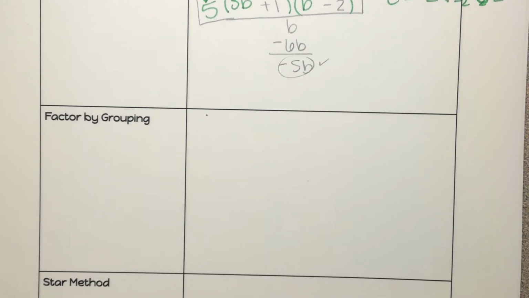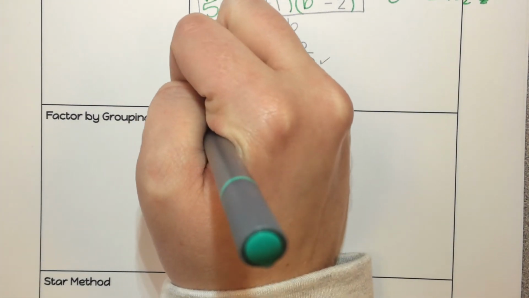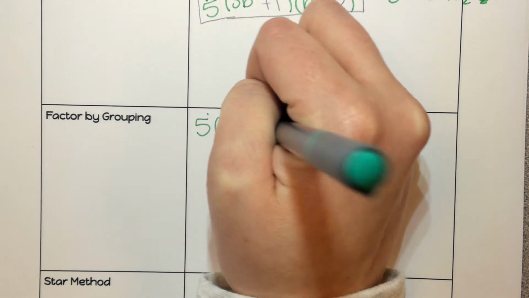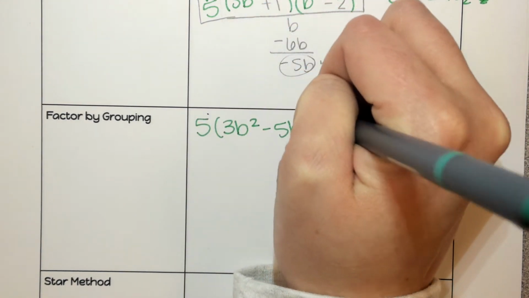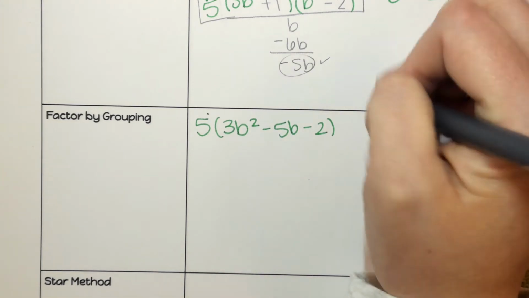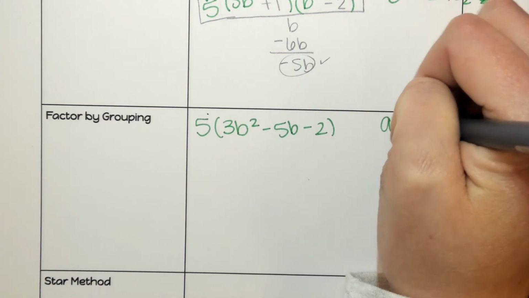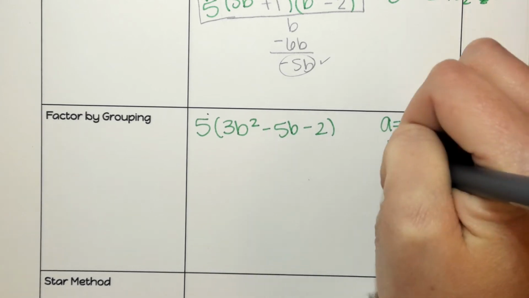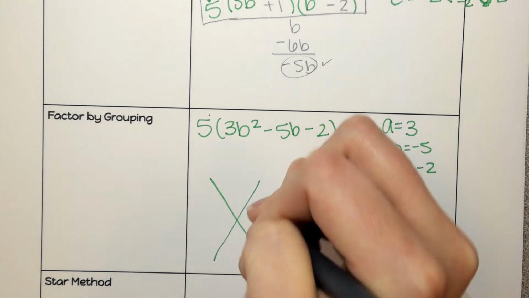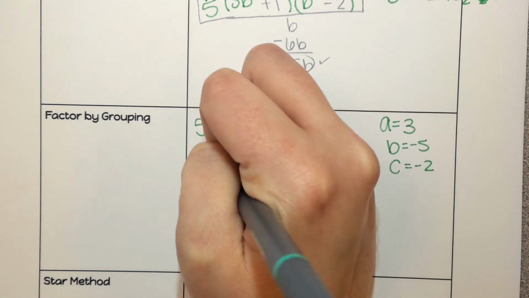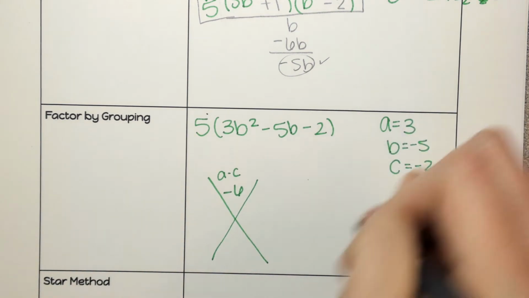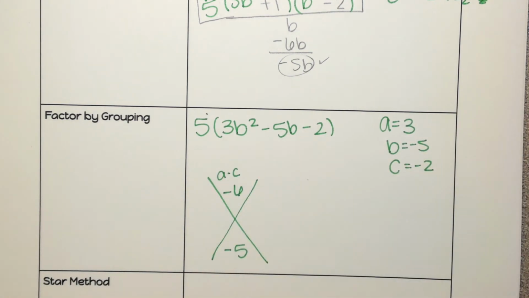All right, moving on to factor by grouping. We still have to factor out the GCF, so we have 5 times the quantity 3b squared minus 5b minus 2. This time I'm going to use the x. And so a is 3, b is negative 5, and c is negative 2. So if I make my x, I'm putting a times c in the top. So a times c, so it's 3 times negative 2 is negative 6. And in the middle, I have negative 5.